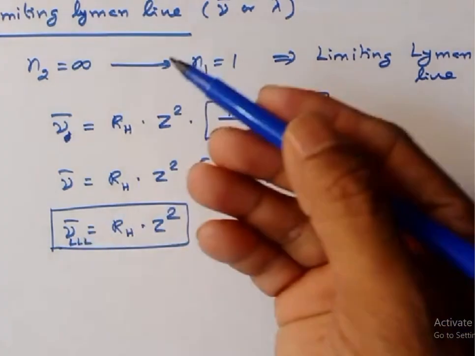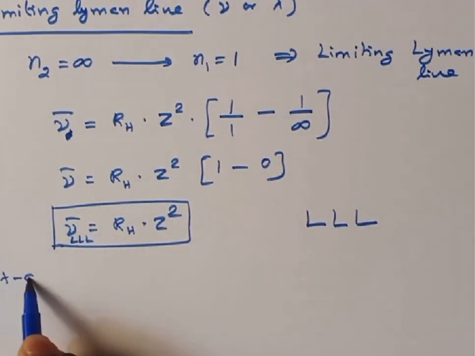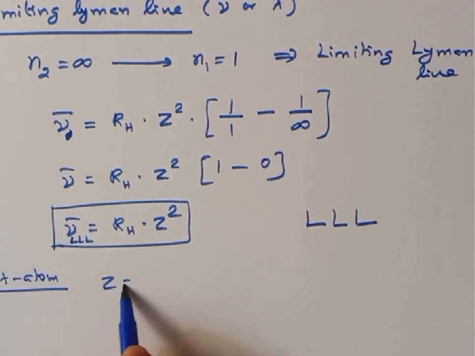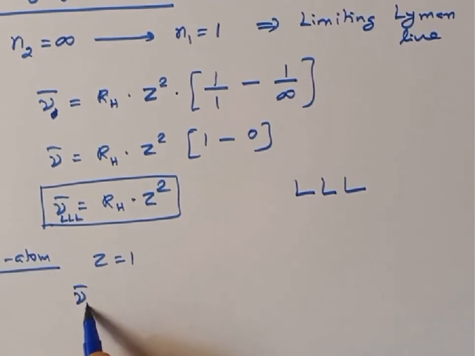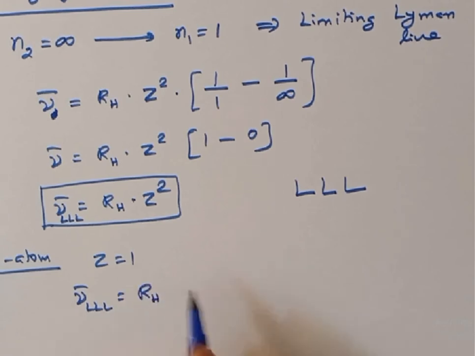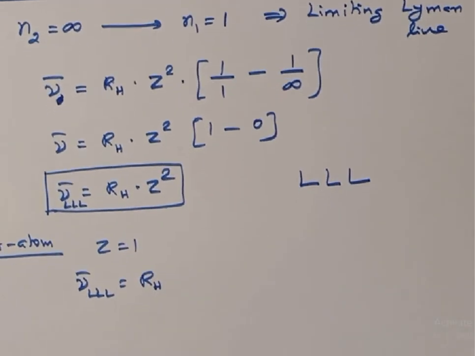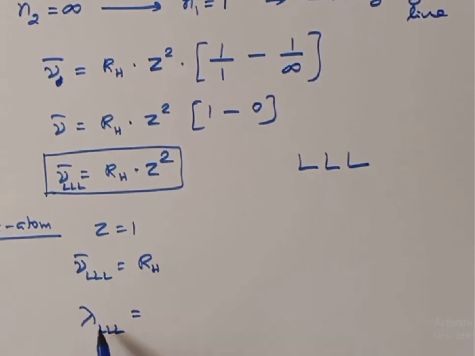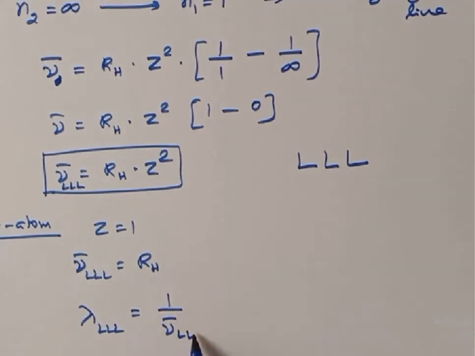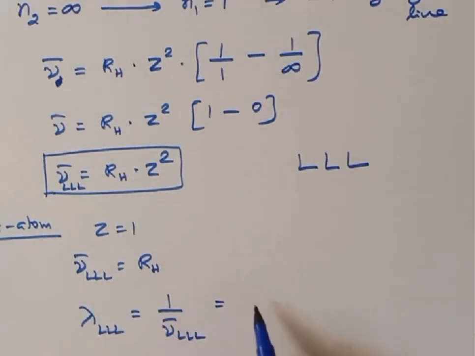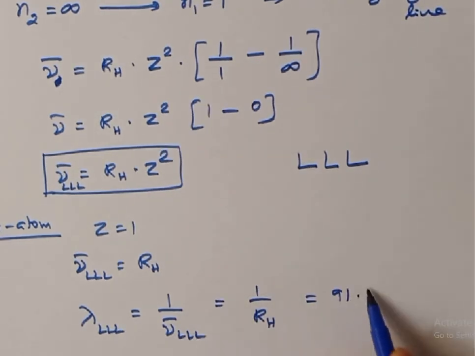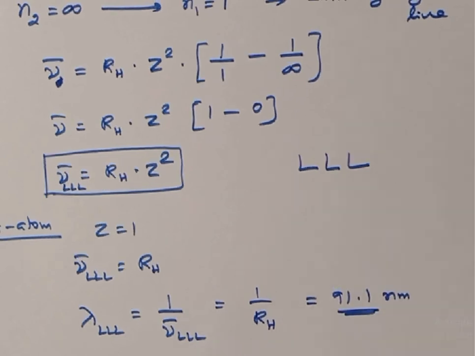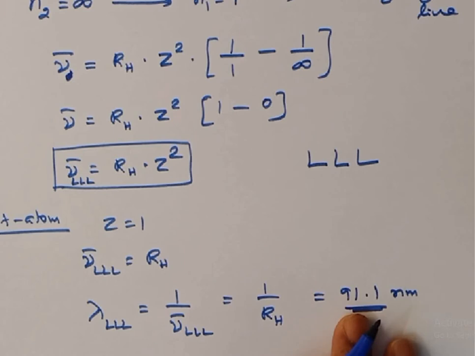And what is the corresponding wave number? Suppose you take the hydrogen atom. For the hydrogen atom, Z is 1. Therefore, the wave number of the limiting line is equal to RH. And what is the corresponding wavelength? Wavelength is nothing but the reciprocal of wave number, and the wave number we got is RH, so we get 1 by RH. The value of 1 by RH is 91.1 nanometers. So the limiting line will appear at a wavelength of 91.1 nanometers.